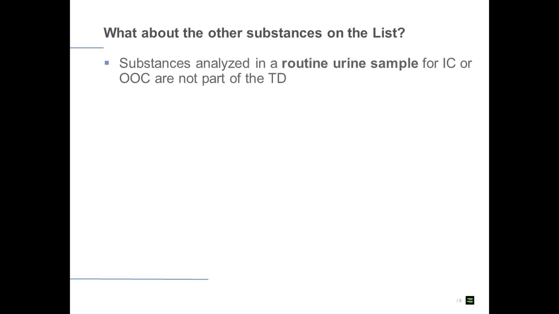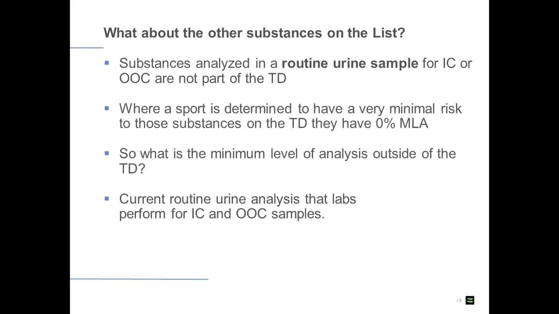In terms of the other prohibited substances on the list, those analysed in a routine urine sample for either an in-comp or out-of-comp test are not part of the technical document. Where a sport is determined to have a very minimal risk to those prohibited substances within the scope of the technical document, it is assigned an MLA of 0. However, any ADO may wish at any time to test a sport or discipline that has an MLA of 0. The prohibited substances on the technical document are still prohibited to all sports regardless if they have a 0. So just to reiterate, the minimum level of analysis outside the technical document is the current routine standard urine analysis that labs perform for in-comp and out-of-competition samples.